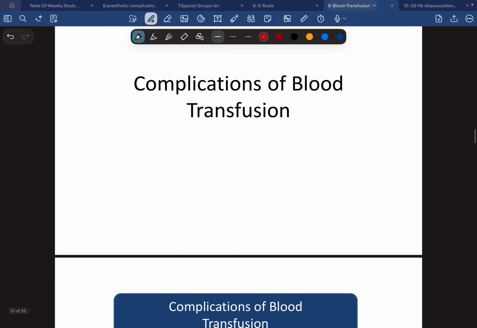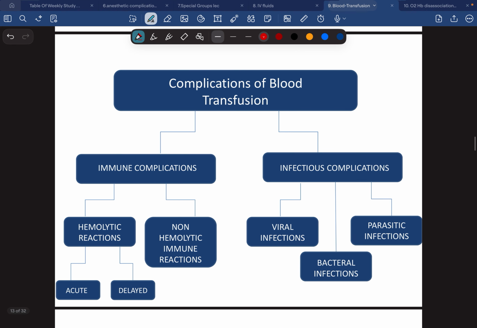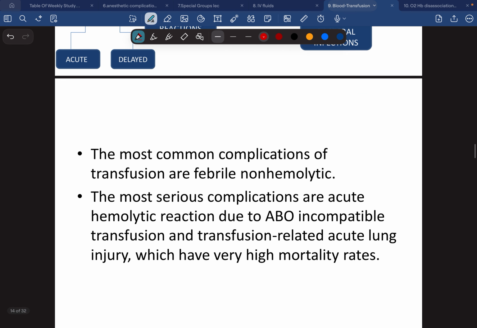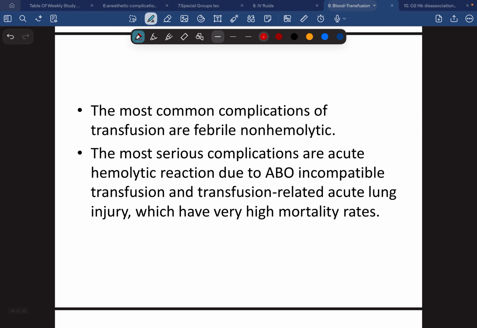Complications of blood transfusions. We have infectious ones, which is very obvious, either viral, bacterial, or parasitic, or immune ones, which are the ones that we're going to talk about today. Most common complications after blood transfusion? Febrile non-hemolytic reactions. This is the most common one. Most serious ones?